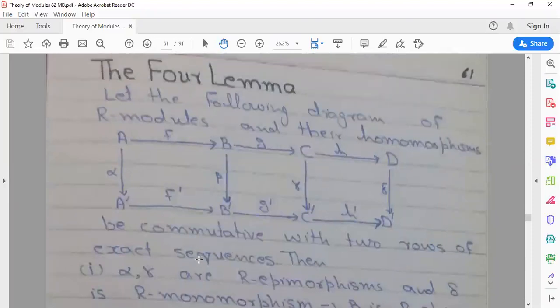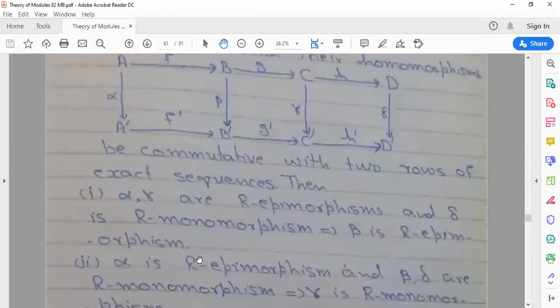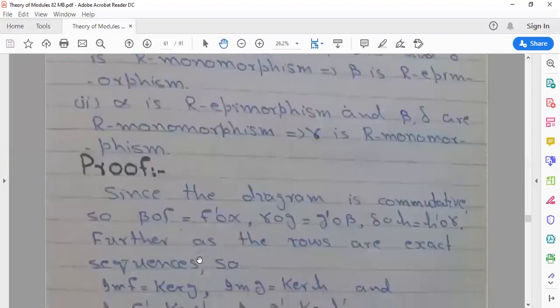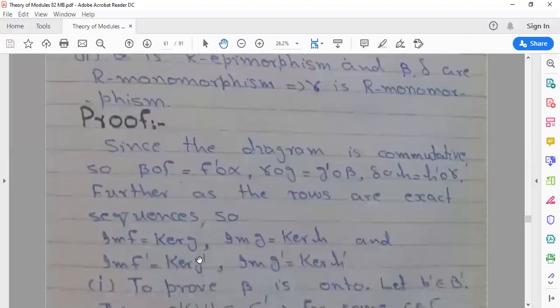I hope you find this theorem very easy, because in the last class you have already studied lemma 3, so this is basically a generalization of lemma 3. I think 90% is similar to lemma 3. So we have started the proof of this theorem.